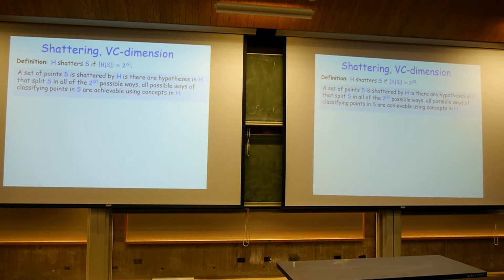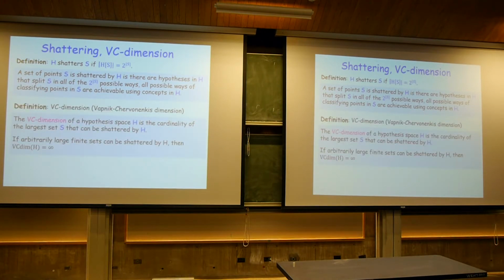Now I define, just to use the terminology in Tom's book, because I guess you'll read about this there. To use the classic terminology, I'm going to say that a set of points S is shattered by H if the number of ways of labeling the set S with concepts from my concept class is maximal, 2 to the size of S. That's the maximum I can hope for, because these are binary labelings, I can only put plus or minus on each example. So H shatters the set S if I can label S in all possible ways using concepts from my concept space. That's the notion of shattering.